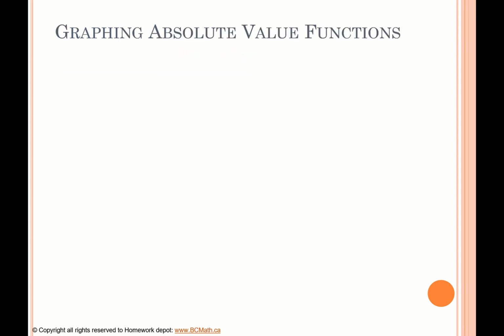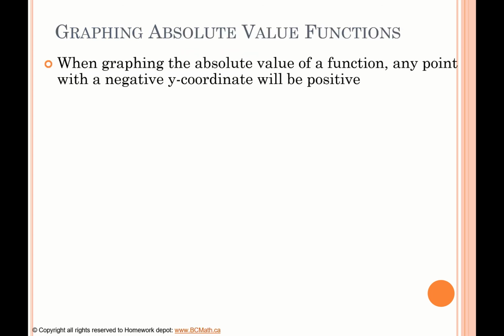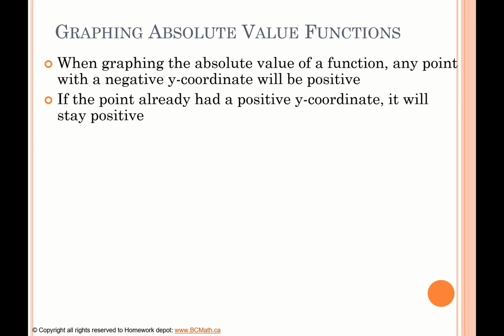Okay, so graphing absolute value functions. When you're graphing the absolute value of a function, meaning you're given a line and asked to graph the absolute value of that line, just remember this: any point with a negative y coordinate will become positive, and if the point already has a positive y coordinate, it will stay positive. This is the first rule.